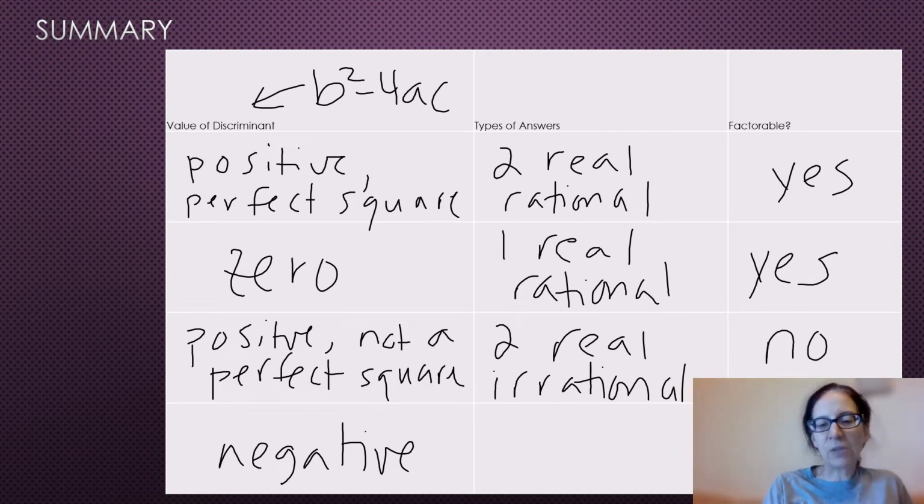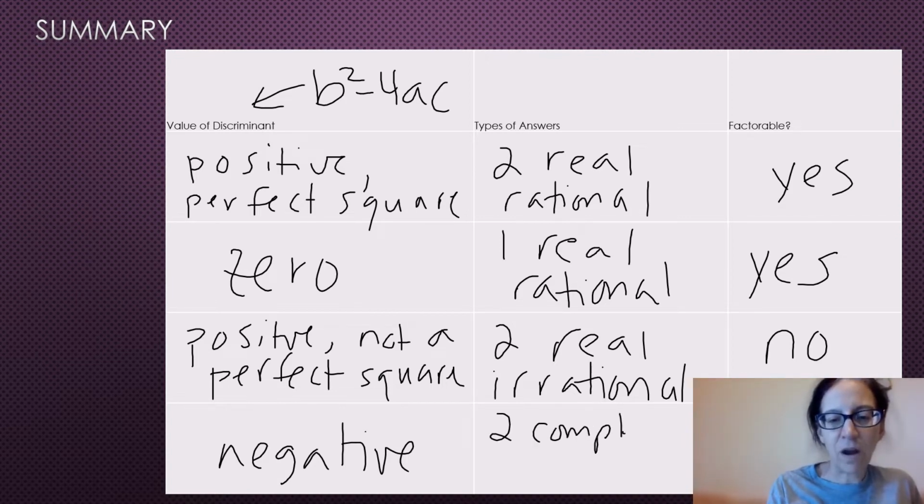And then the last one is, if you end up with a negative, you will have two complex answers. And the answer to whether it's factorable, I'm going to write it on my picture there, is no. No, it is not factorable.